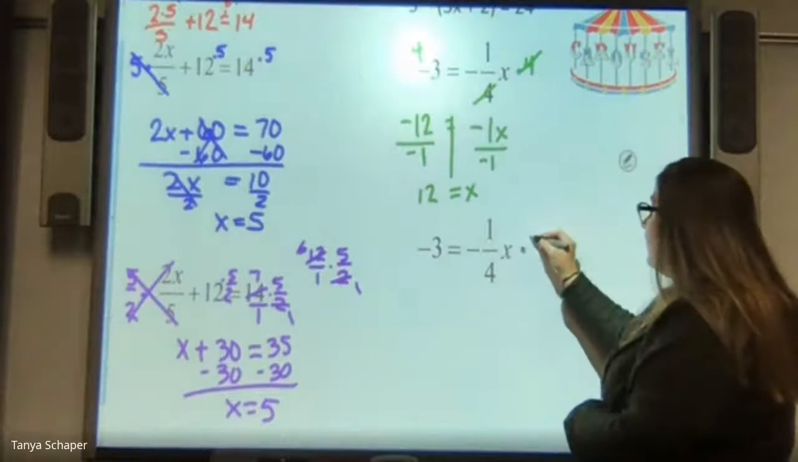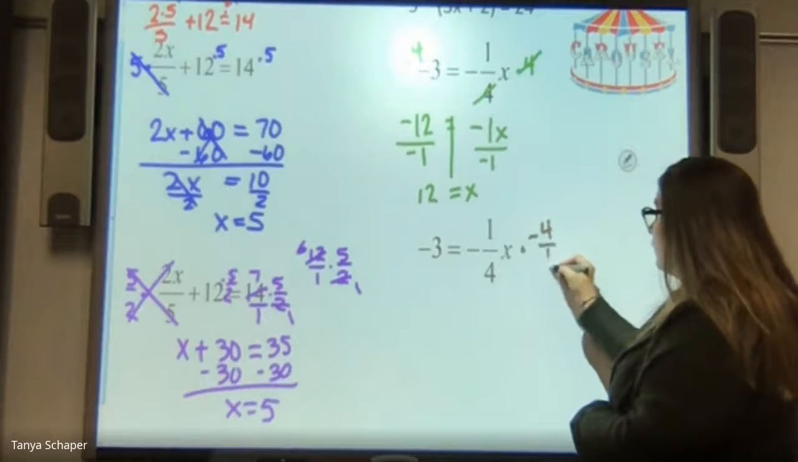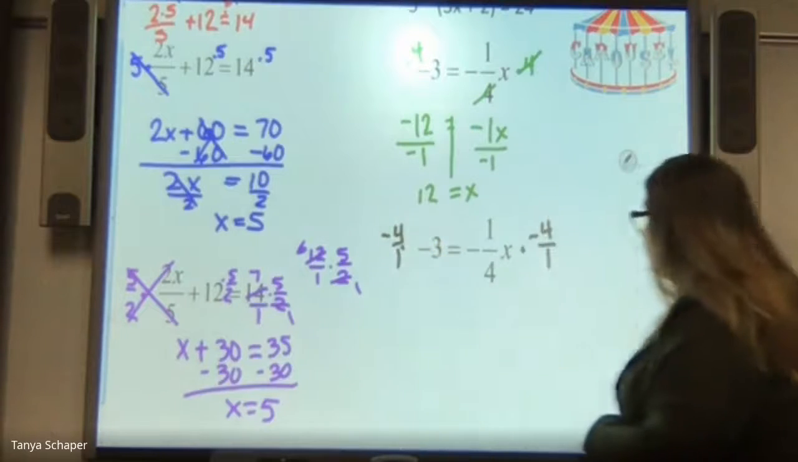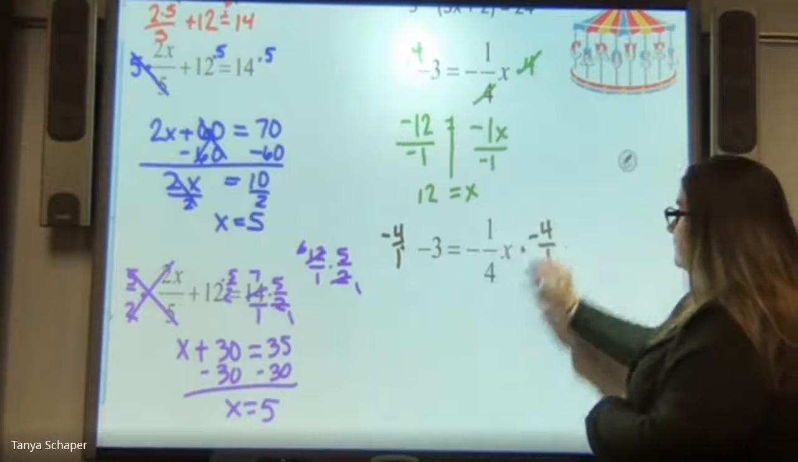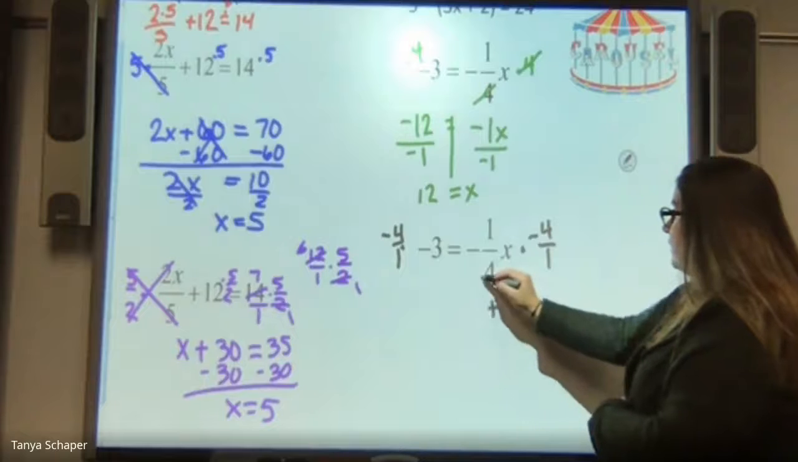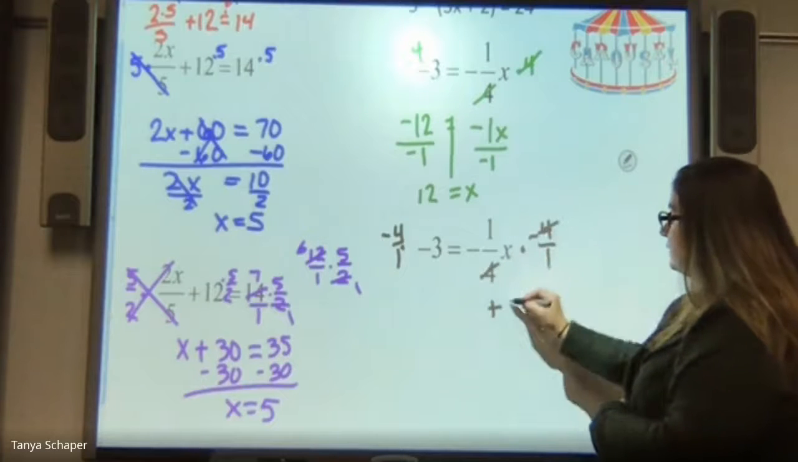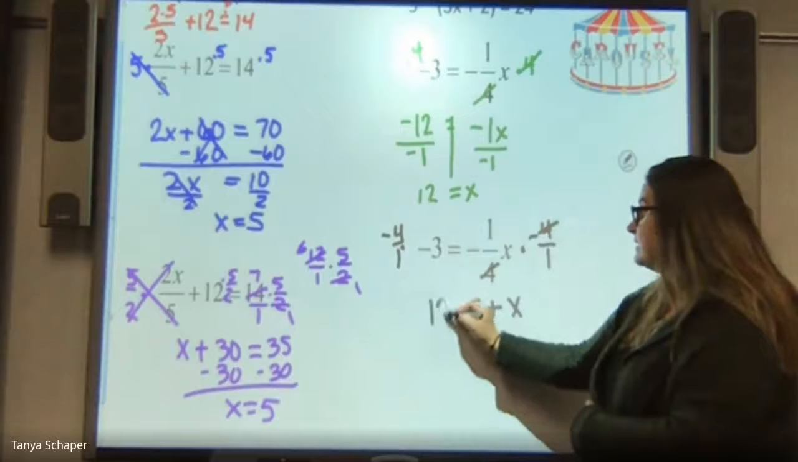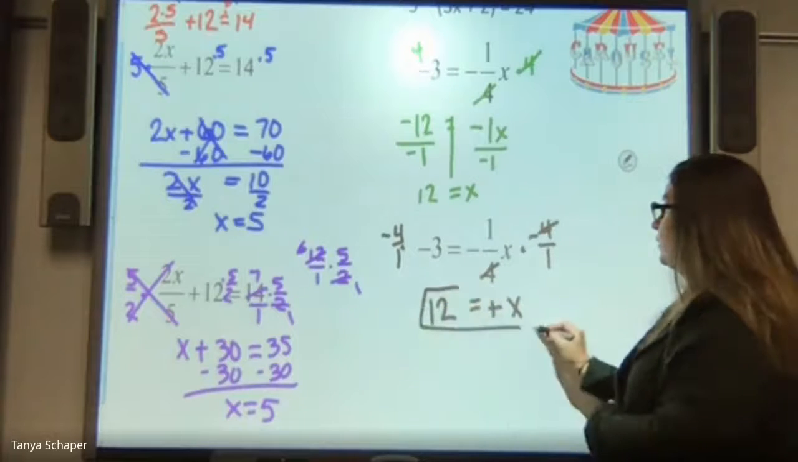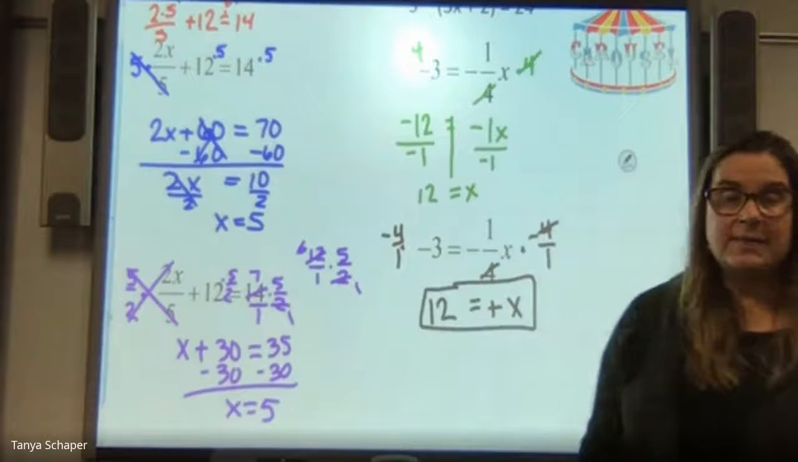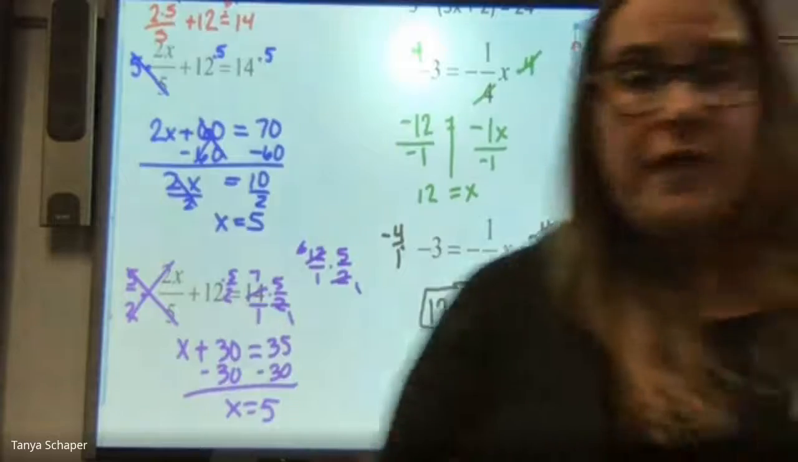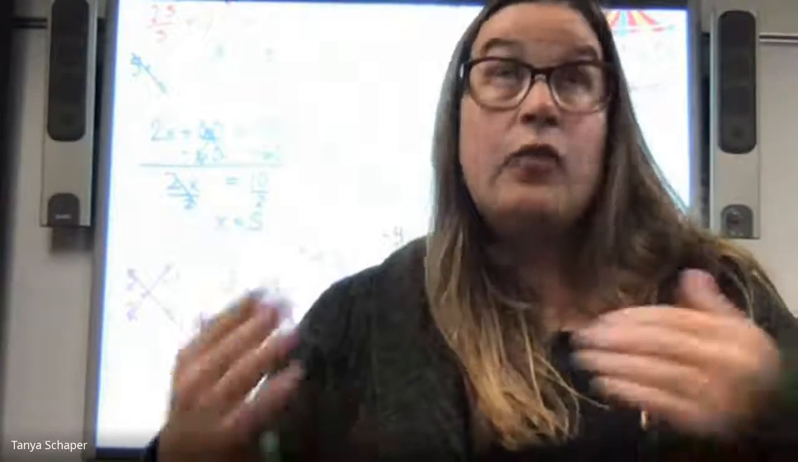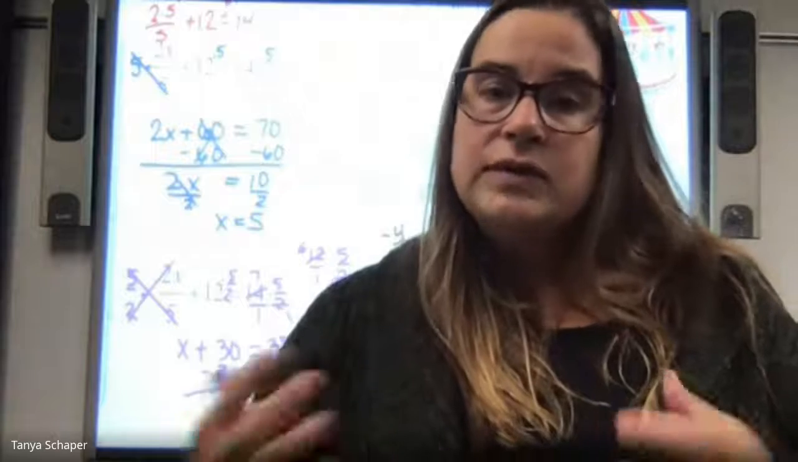So we multiply by negative 4 over 1, multiply by negative 4 over 1. Negative times negative is positive. The 4s cancel out. So we're left with x. Negative times negative is positive 12. In either case, we get the same answer. All right. Or the final way that we talked about earlier is you can divide both sides by negative 1/4. Okay. So use the strategy that works for you.